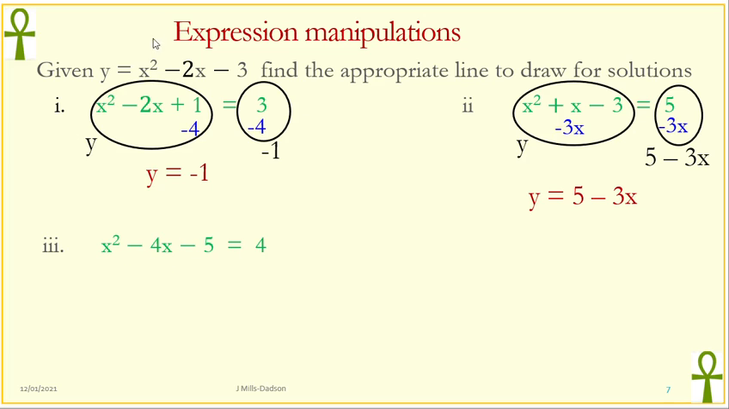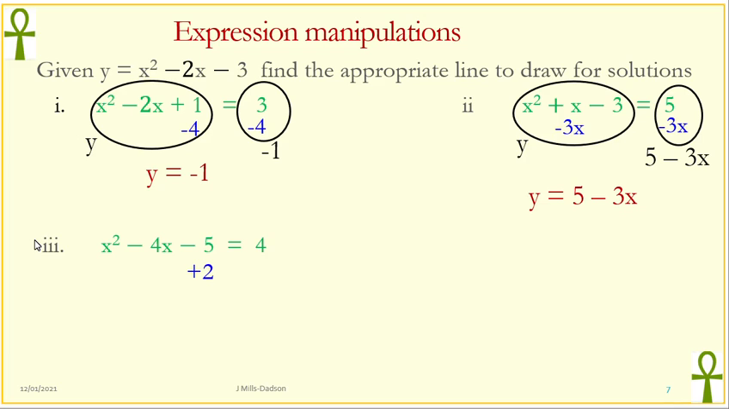x squared is the same as x squared. But minus 4x isn't the same as minus 2x. And minus 5 isn't the same as minus 3. So we have two things to change here. So let's start with the minus 4x. How do we make minus 4x become minus 2x? Oh, sorry, let's start with the minus 3. Whichever way, it doesn't really matter. So, to make minus 5 become minus 3, I add 2 to minus 5.